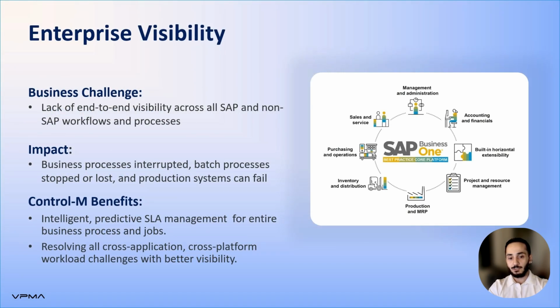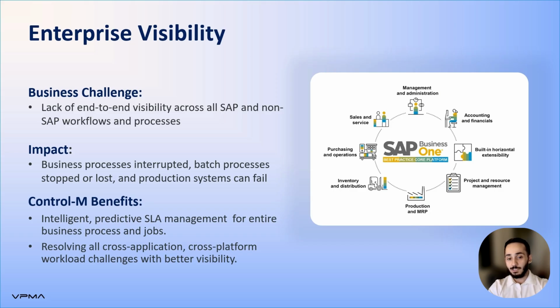One of the biggest challenges is lack of visibility across SAP and non-SAP systems. Jobs run in different systems, and there's no easy way to track end-to-end processes. Control-M solves this by giving you a centralized, real-time view of your entire workflow.